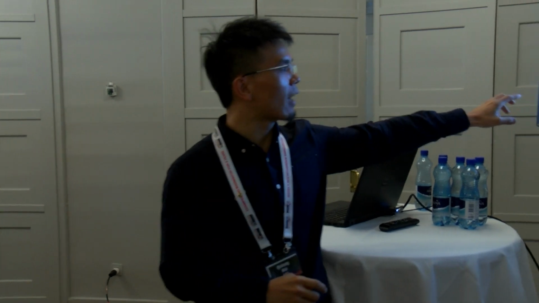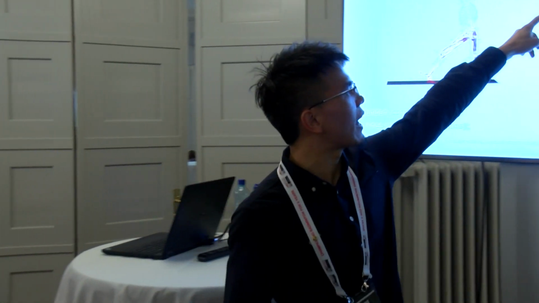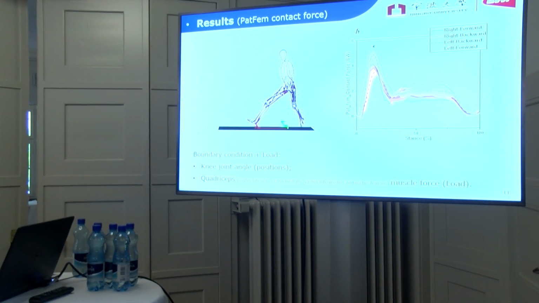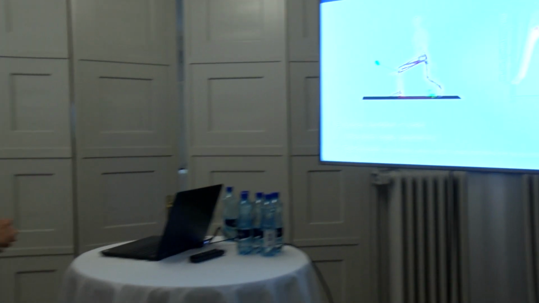And from here, that's the patellofemoral contact force. You can see that's basically the distribution. And the left backhand is the same as I mentioned before. It's quite consistent, that the backhand backward has higher patellofemoral contact force. That also should be noted.